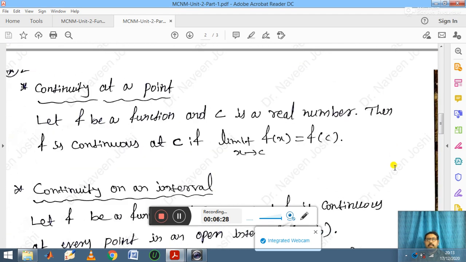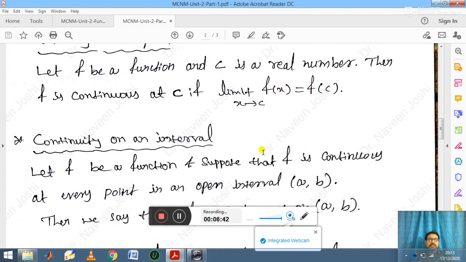Okay, then continuity at a point. A function is said to be continuous at a point c, and you just remember this mathematical notation: the limit of f of x as x tends to c equals f of c.